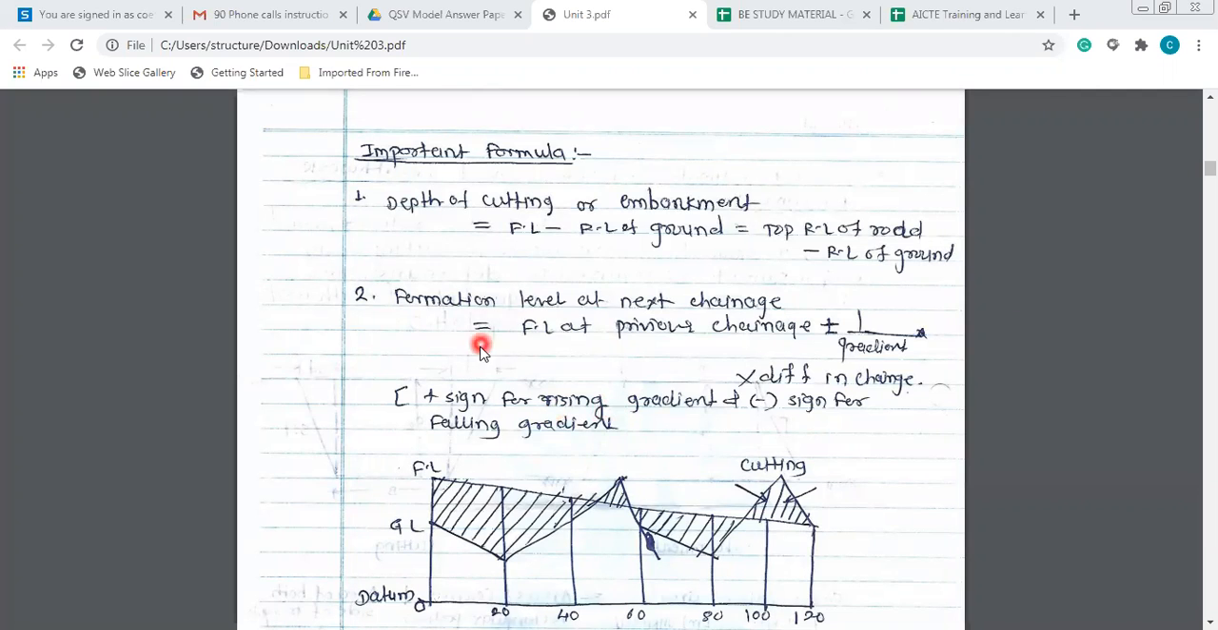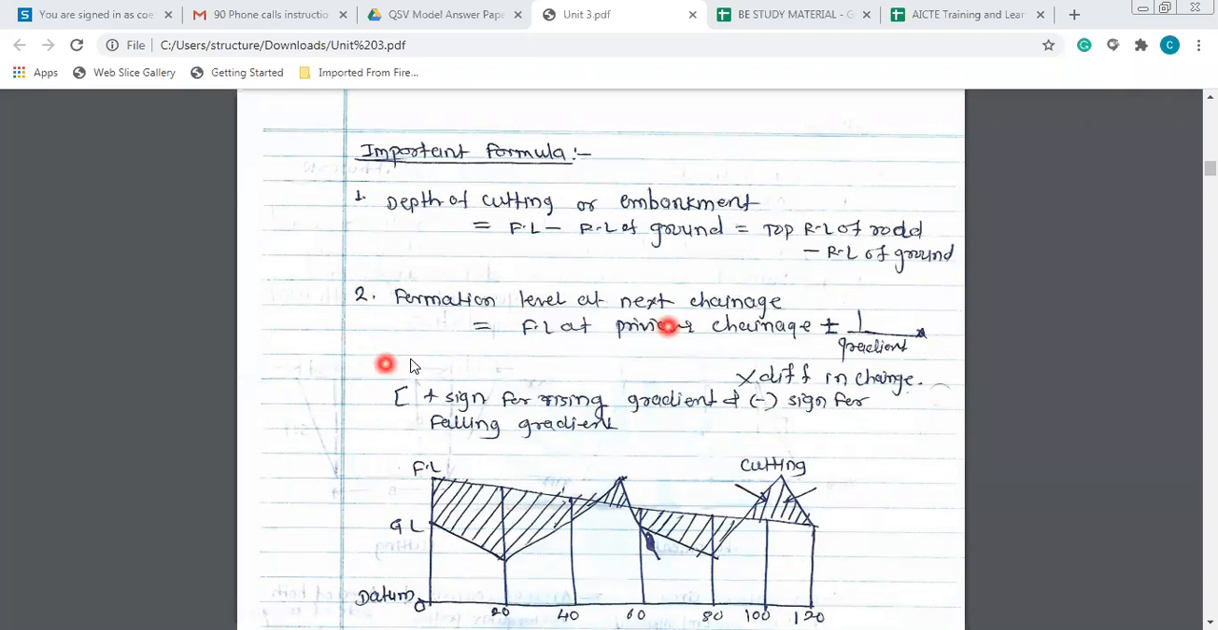So, coming back to our point, the next formula we have to use is to calculate the FL of the next chainage. Our road sections are divided into different chainages. Suppose there is a 100-meter road, then a chainage will be there at every 20 meters. So you have to calculate the FL of the next chainage.